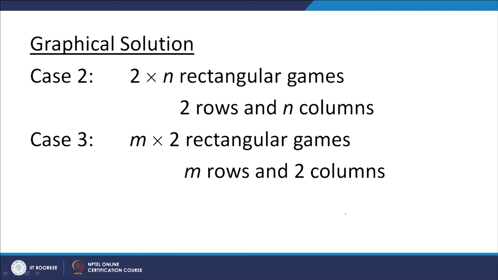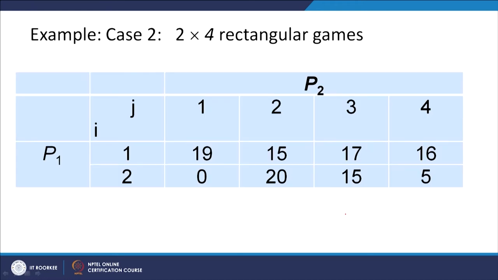Now, let us look at the second and the third cases, where the second case is a 2 by n rectangular game. It consists of 2 rows and n columns, and similarly the case 3, that is an m by 2 rectangular game, which has m rows and 2 columns. Both these cases can be solved using the graphical method. So let's look at case 2, which is a 2 by 4 rectangular game.